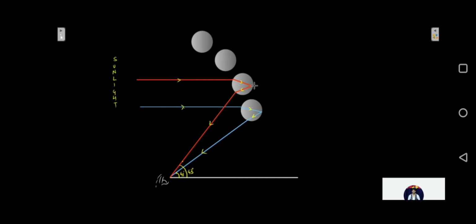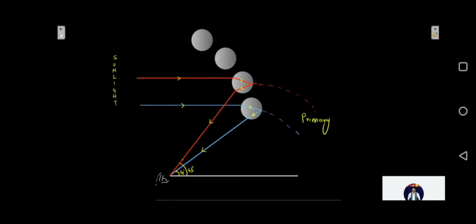So this is going to be a red arc, and a violet arc, something like this. This is going to be your primary rainbow, such that the inner edge is going to be violet, and the outer edge is going to be red in this case. Now let us see what happens in the case of the secondary rainbow.